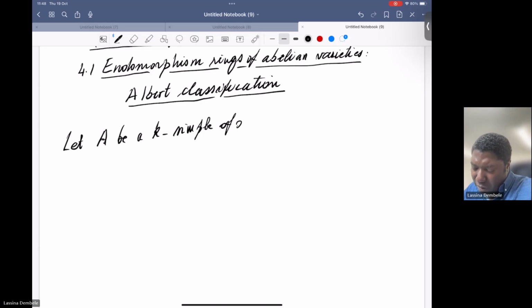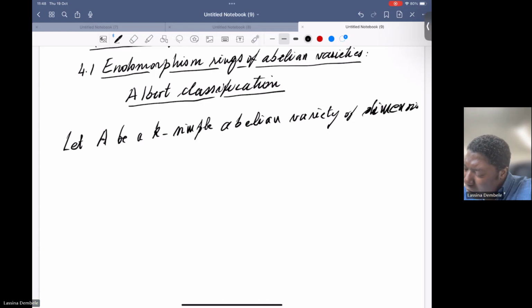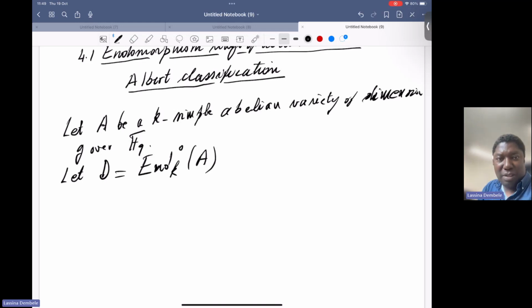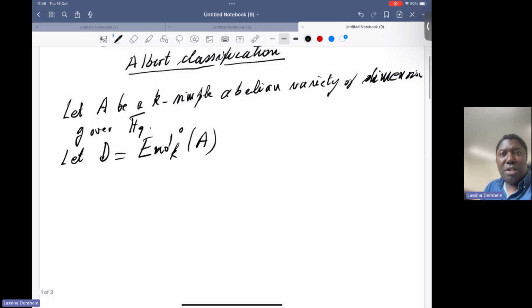Of dimension g over our finite field. Then we let D be the endomorphism ring, or the endomorphism algebra to be more specific, of A over our base field. Then one of the results we saw last time, Wedderburn.